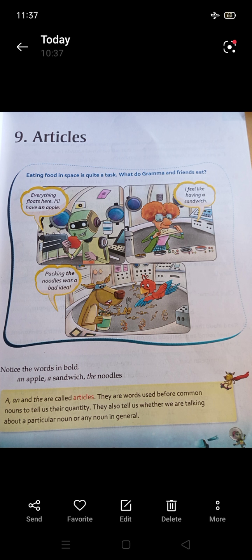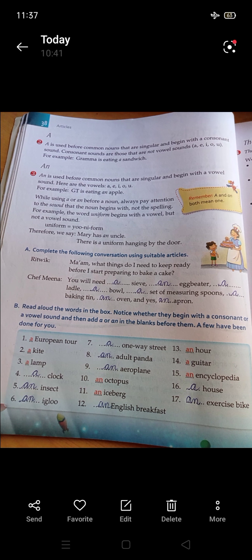So, look at the next page again. A is used before common nouns that are singular and begin with a consonant sound. Consonant sounds are those that are not vowel sounds, A, E, I, O, U. For example, grandma is eating a sandwich.